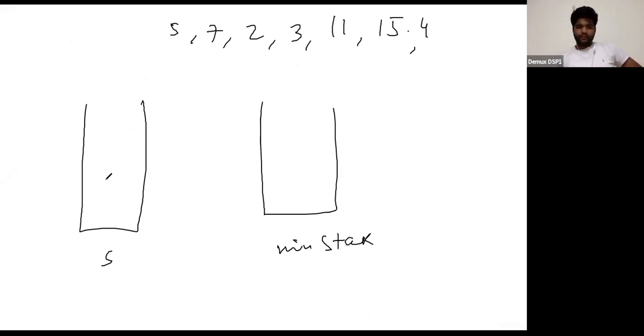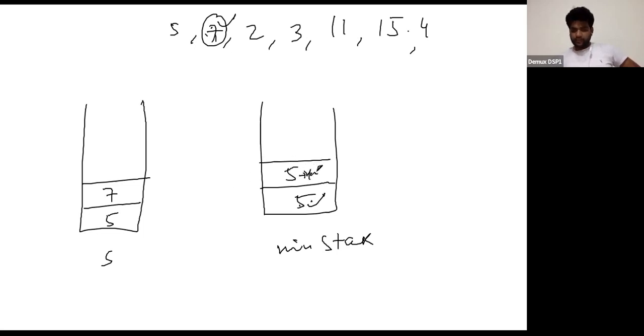So when 5 comes in, I will simply push 5 to both the stacks. Now when 7 comes in, I will simply push 7 in this stack, which is the normal stack. Now in the min stack, I will compare this with the top. Out of these two, whichever is the minimum, I will push. So I will push 5 here, which is the minimum of 5 and 7. So the top of this stack stores the minimum.